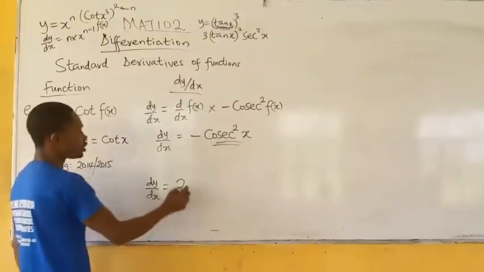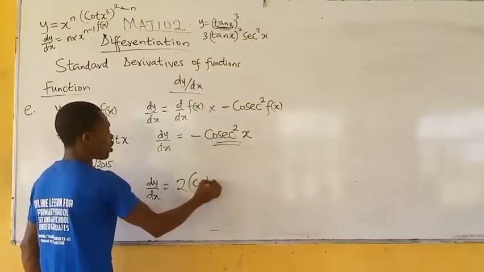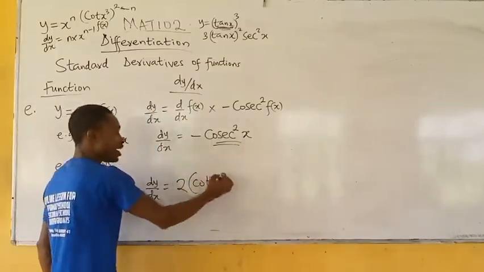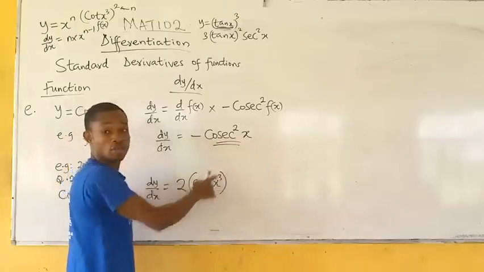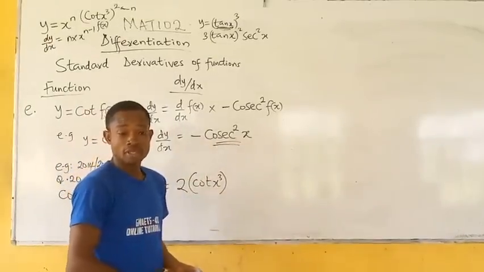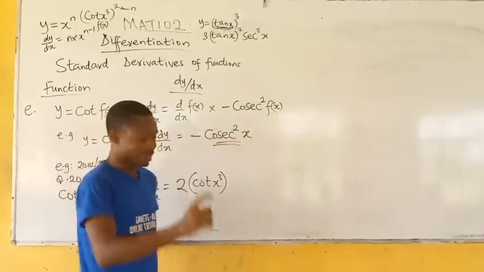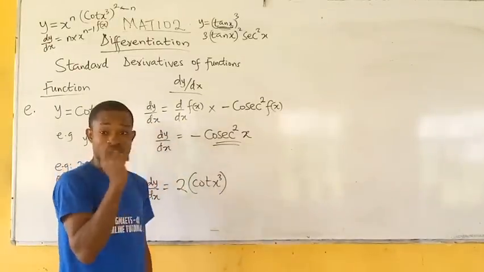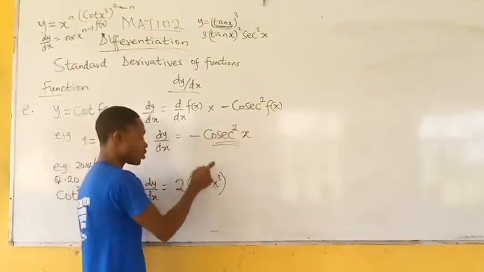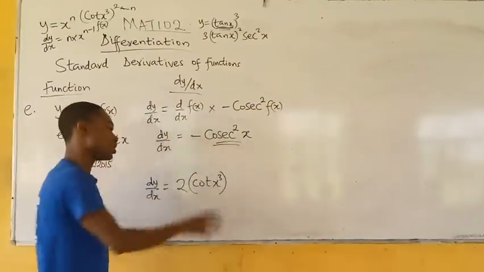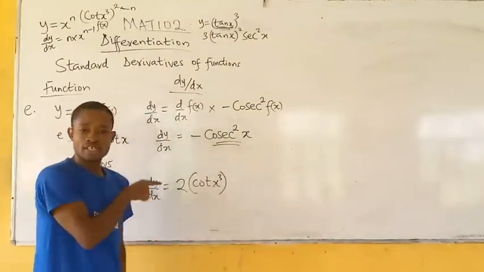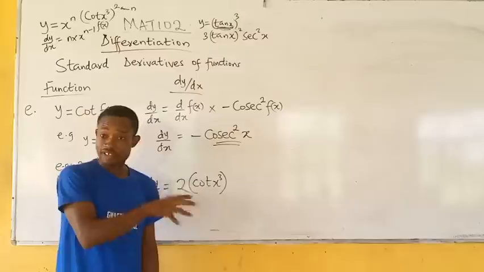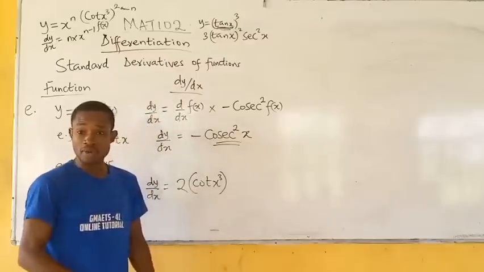So we're going to move on: 2 times that bracket, cot x cubed. Then close. Go to that power 2 and subtract what? 1. 2 minus 1 will give you what? 1. This cot x cubed raised to the power 1 will still give you that cot x cubed. Are you getting me right? You raise to the power 1, you still get the same thing. Do we understand this first step? Derivative of that major, that power. Are you getting me right?